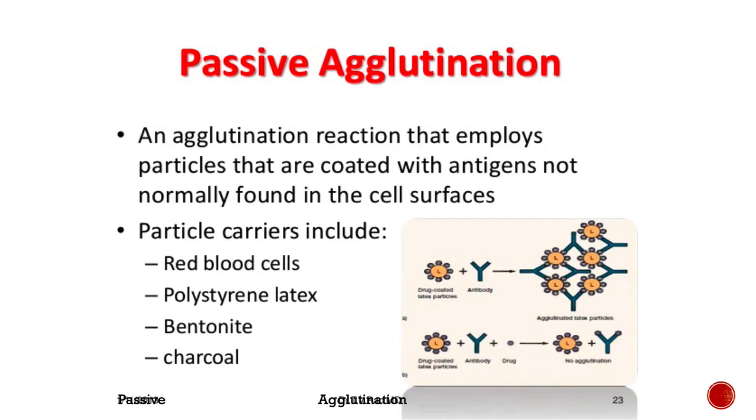In the second part you can see the drug will be joined with the antibody part. So the drug-coated latex particle will be free and there will not be any kind of agglutination. But in the first case, there is no drug. So that's why the antibody will be joined with the drug-coated latex particle, because they have the free site.